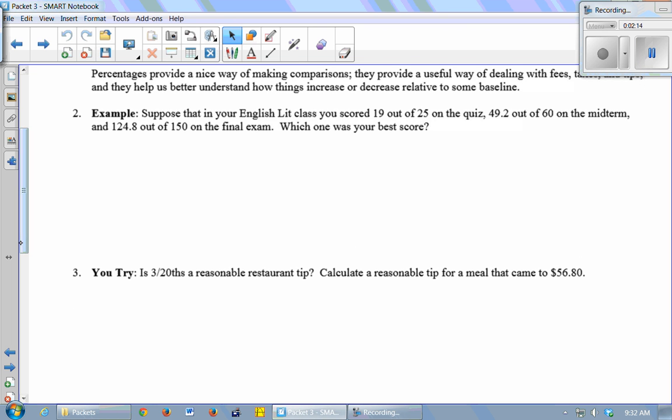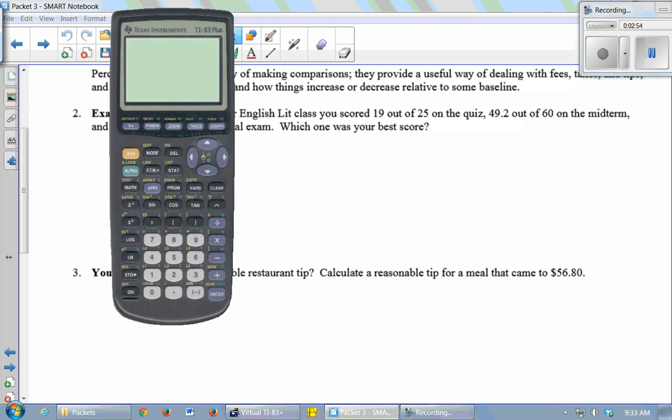For example, suppose that in your English literature class you scored a 19 out of 25 on a quiz, a 49.2 out of 60 on the midterm, and 124.8 out of 150 on the final exam. Which one was your best test score? How did you figure that out? Divide 19 by 25, and that will give you a decimal that we can then change to a percent. Yep.